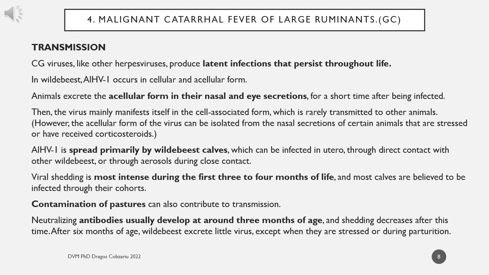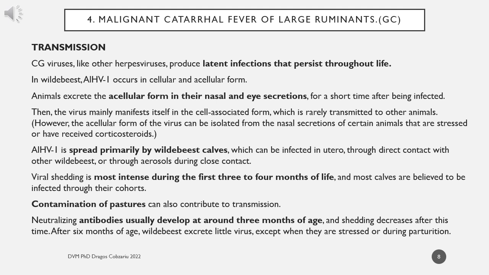AlHV-1 is spread primarily by wildebeest calves, which can be infected in utero, through direct contact with other wildebeest, or through aerosols during close contact. Viral shedding is most intense during the first 3 to 4 months of life, and most calves are believed to be infected through their cohorts. Contamination of pastures can also contribute to transmission. Neutralizing antibodies usually develop at around 3 months of age, and shedding decreases after this time.